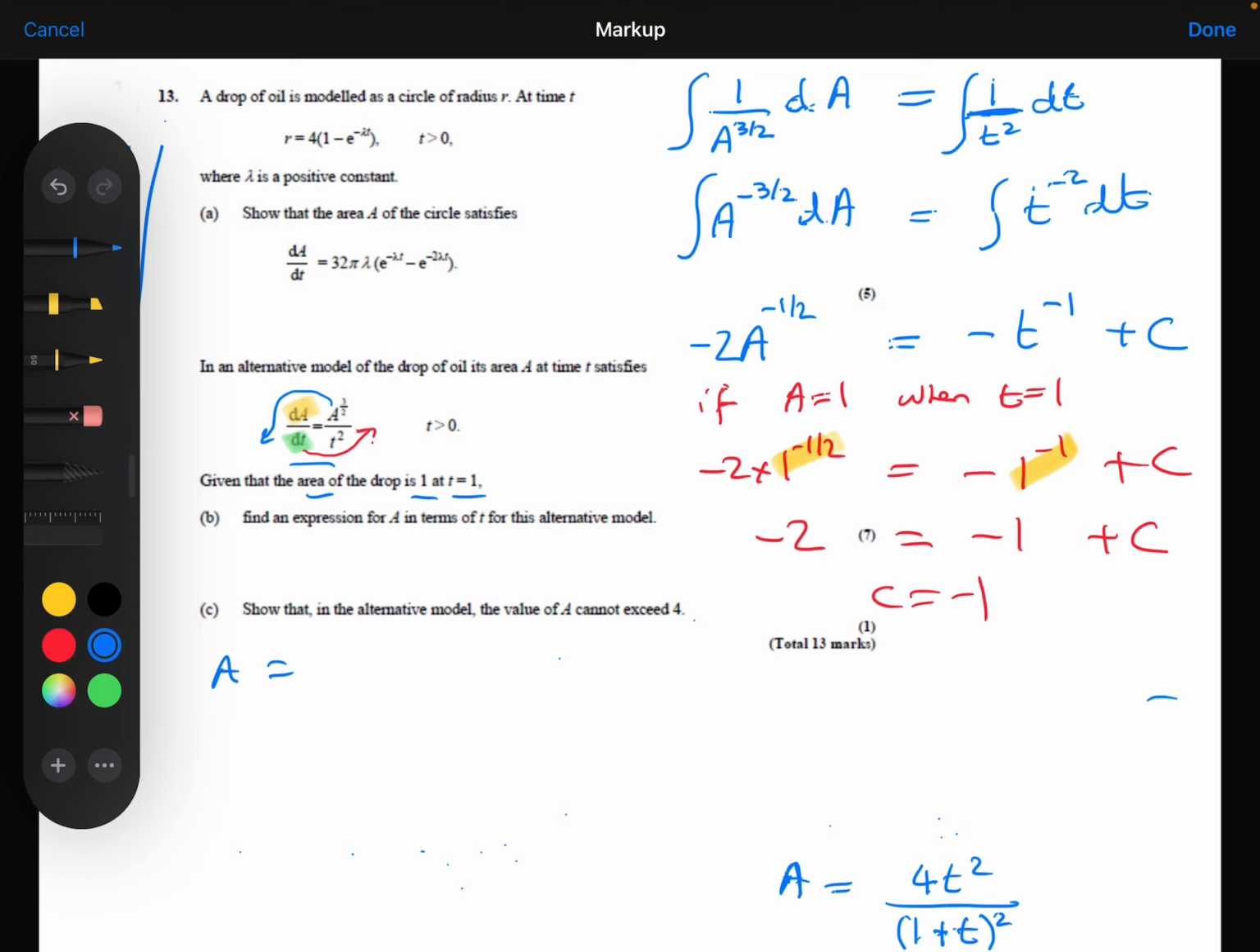Now, cannot exceed 4, so I want to talk about what happens when t becomes large here. In order for me to say as t tends towards infinity, I don't want the t appearing in the numerator and the denominator. I want it only appearing in one of them, otherwise it's too complicated. So I'm going to rewrite my answer from part B to make it a little bit simpler. To help me, I'm going to expand the denominator. And then I'm going to divide top and bottom here by t squared, so that I only have t's on the denominator and there won't be any t's on the numerator.